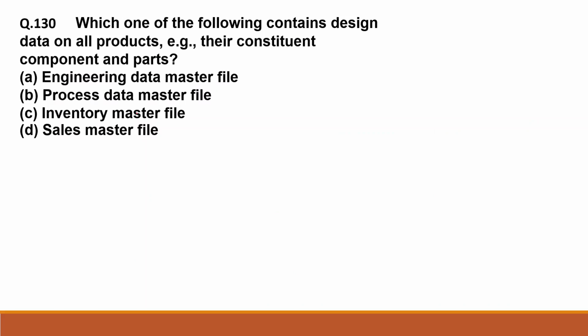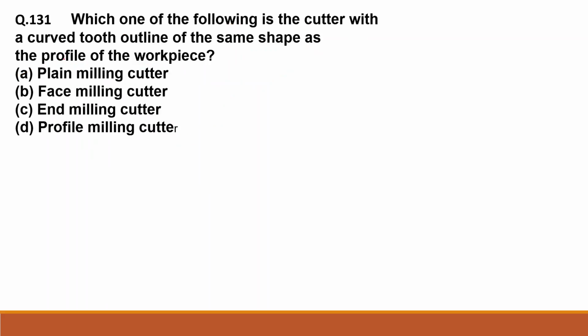Going to the next question: which one of the following contains design data on all products, for example their constituent components and parts? First I will go here. Engineering data master file, this point is right, for the component design data of all products. The process data master file is wrong. Inventory master file also is wrong, and sales master file also is wrong. Option A will be our right answer. Moving on to the next question.